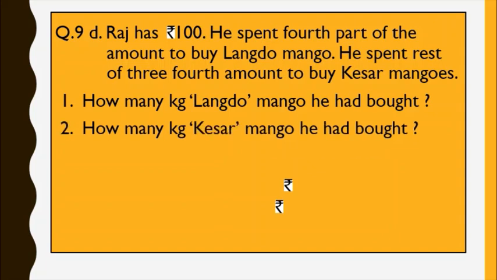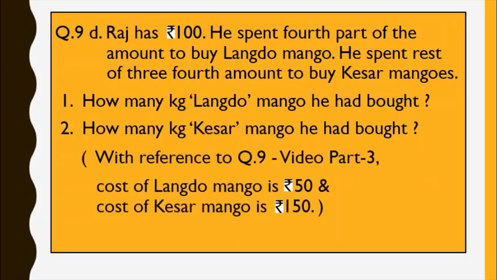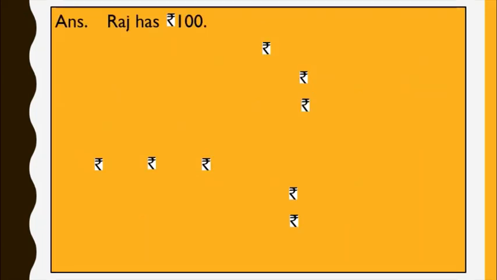Second one, how many kg Kesar mango he had bought? In the last video, that is video part 3, we had seen that cost of Langdo mango is rupees 50 per kg and Kesar mango is costlier than Langdo. The cost is rupees 150 per kg. As it is given in the question that Raj has rupees 100. We have also seen that 1/4 of rupees 100 is 100 divided by 4 is rupees 25.